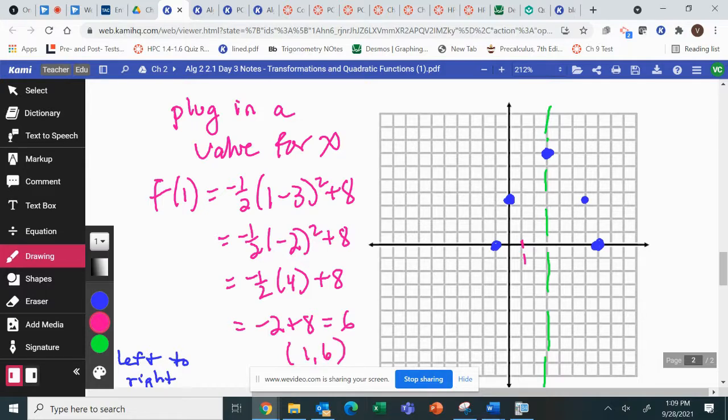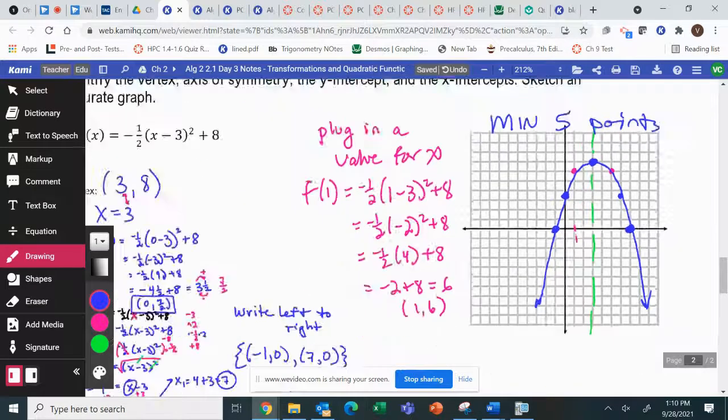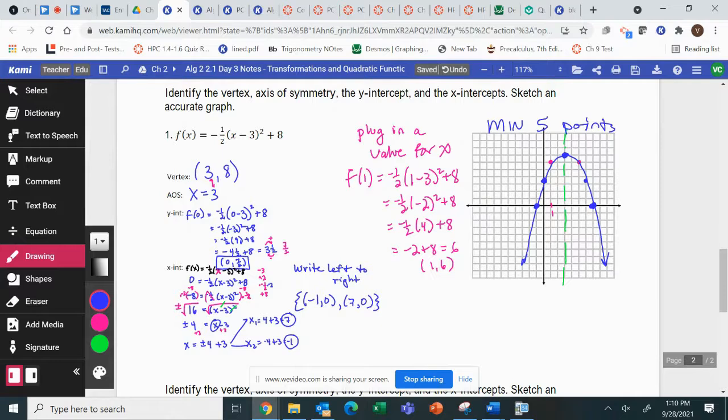So 1, 6 is another ordered pair. And then that actually gives me 2 ordered pairs because there's a mirror. So you can find more ordered pairs if you need to. And then if there's no stretch or shrink, you could just use the pattern from our original, what's that thing, the parent function. All of those ways that we were talking about graphing the other day still apply. But minimum 5 points. So that's the lesson for today. We're just going to do it again for practice.